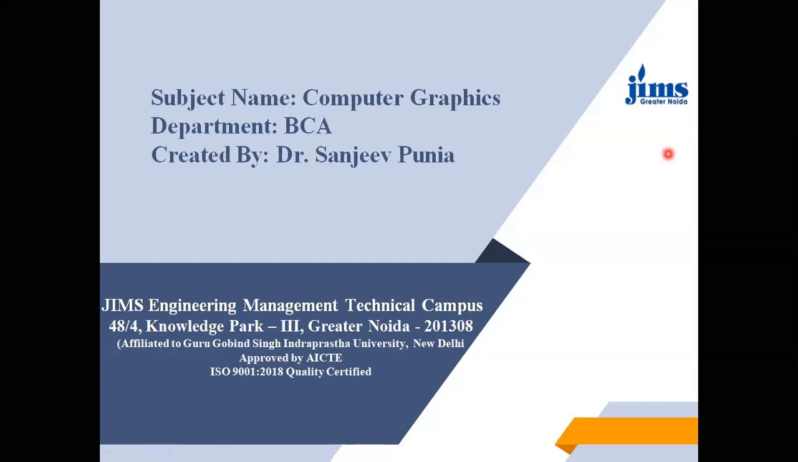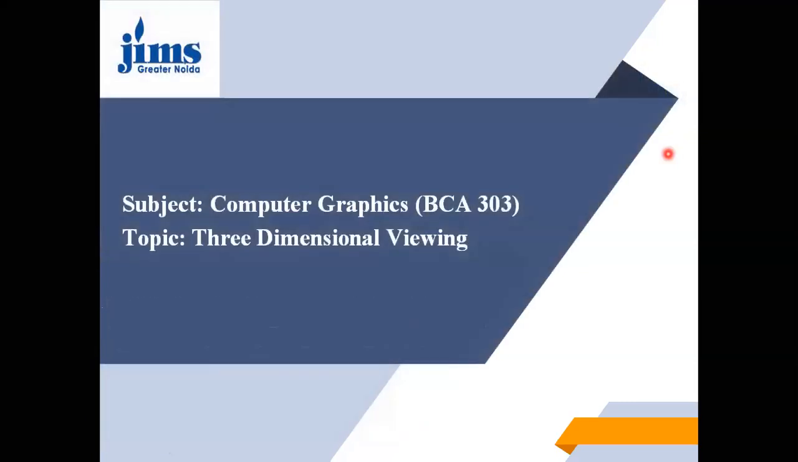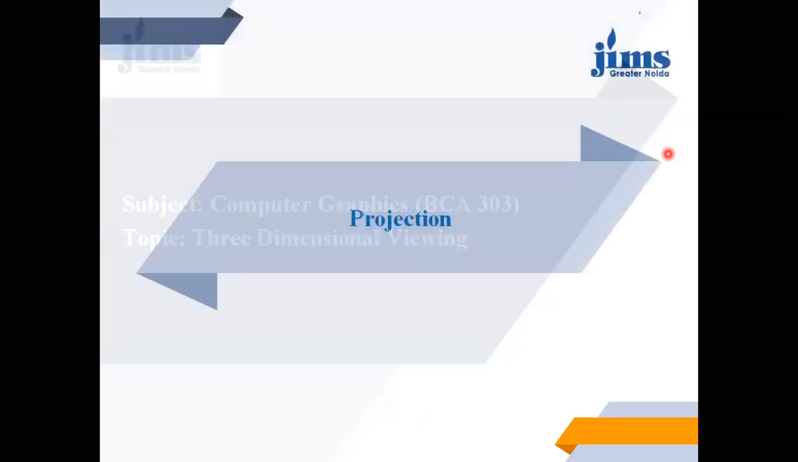In computer graphics, in the last lecture we discussed three-dimensional viewing. We discussed how we can represent a real object, that is a 3D object, as a 2D object or 2D image. There we also discussed projection, and what the basic types of projections are.